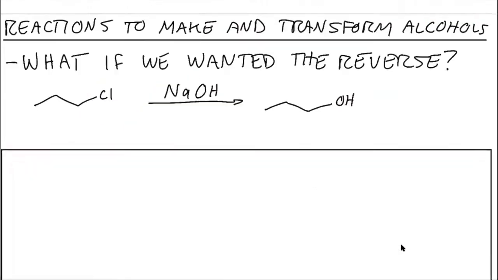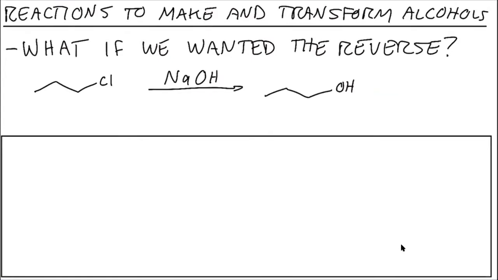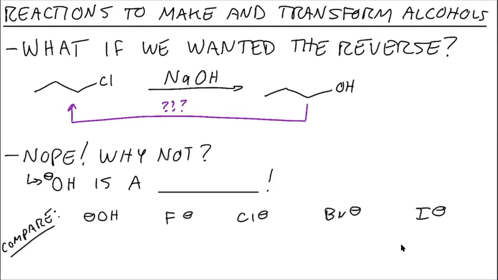We've seen it before. But what if, I mean, this worked just a minute ago, right? What if we wanted to go backwards? So we just did this, right? We took the chloride and then we substituted, and we went to the alcohol. But can we do the backwards reaction like we did before? If we had the alcohol, can we go back to the chloride? Is that allowed? Well, the answer is no, not really. And why is that? Well, that's because OH- is a poor leaving group.